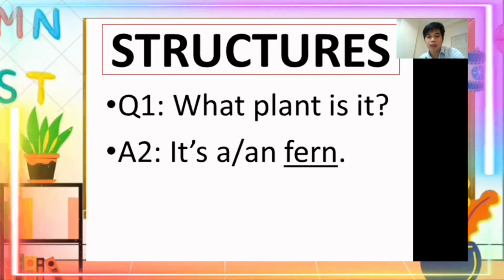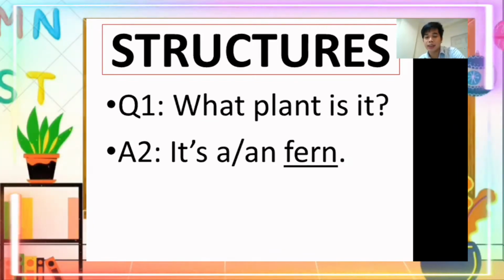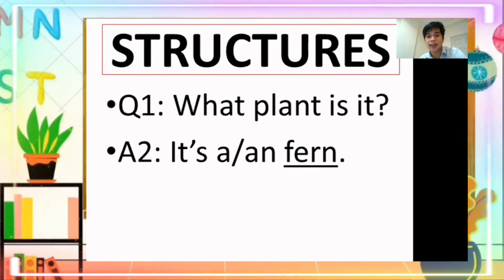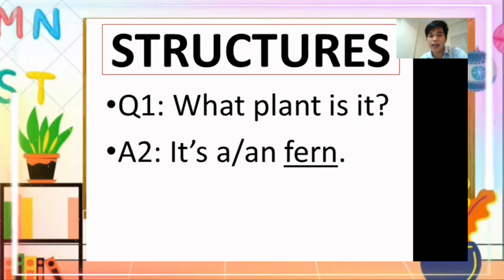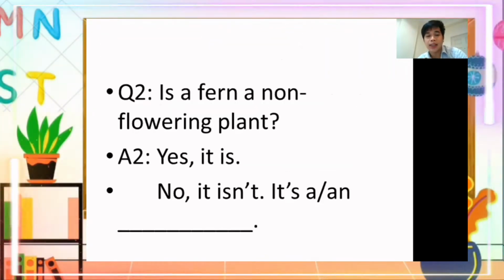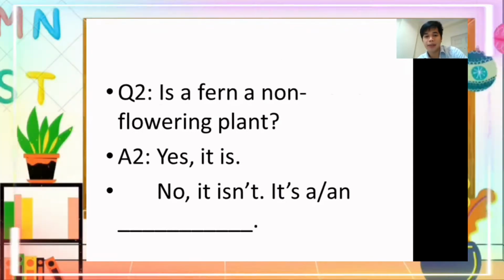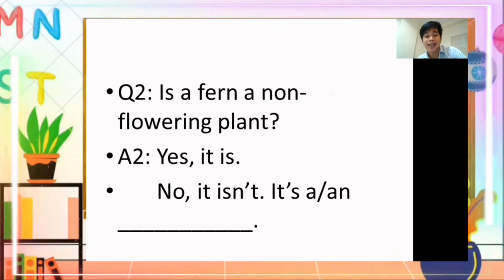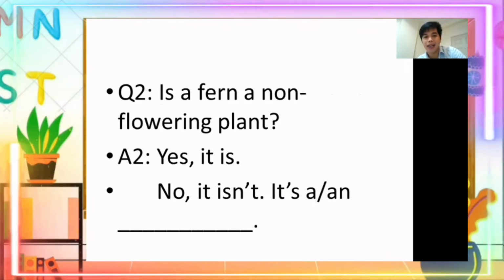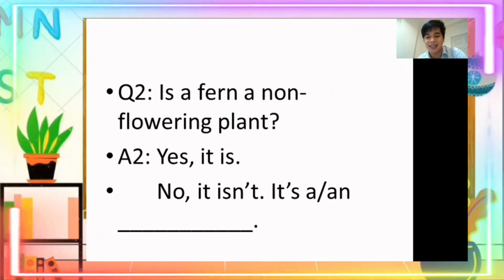Next, for our sentence structures, I am going to say, what plant is it? And you are going to answer, it's a fern. For sentence structure number 2, is a fern a non-flowering plant? And you're going to answer me, yes it is, or no it isn't. Very good.